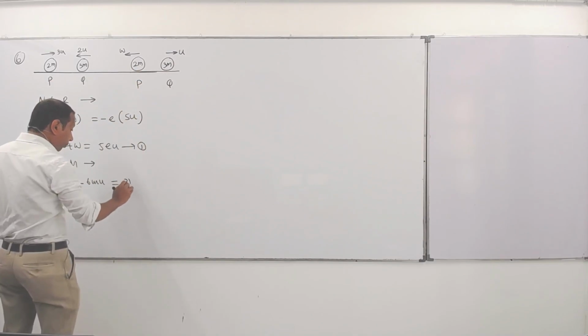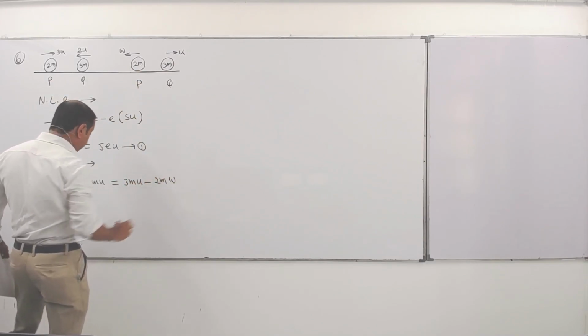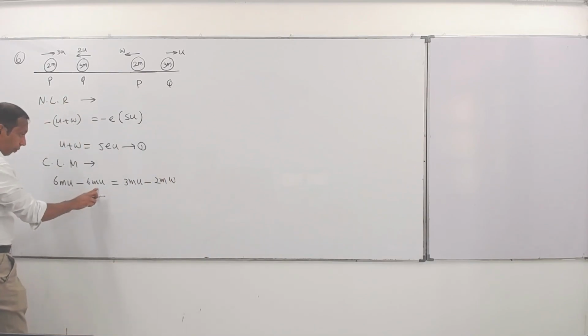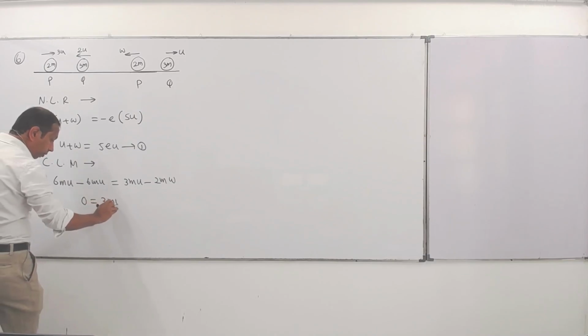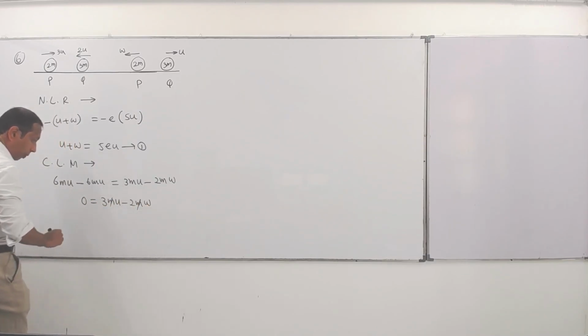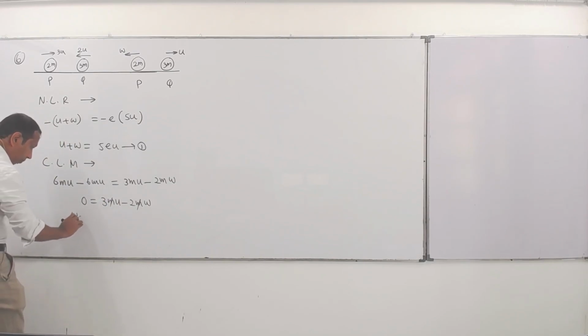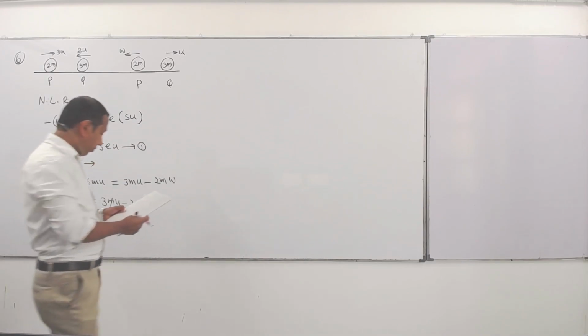mu minus 2mw. This is 0. 3mu minus 2mw. M and m you can cancel down. You can write w equals 3u by 2. That we can put here. Then we get this e. Now by 1.